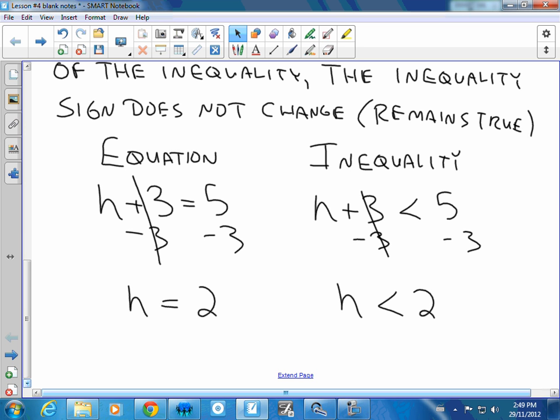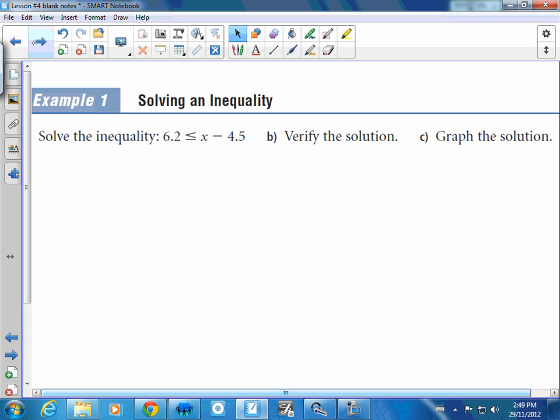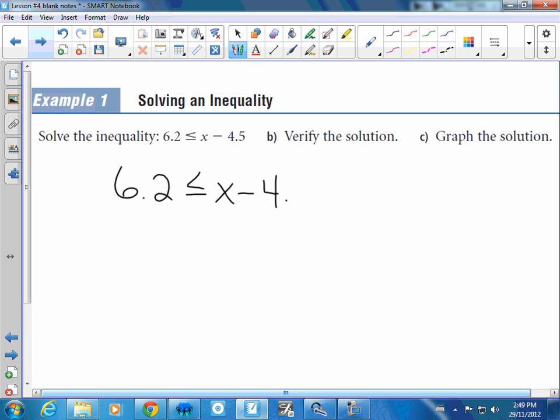Okay, second box, the one at the bottom of the page. What we have on that box is solve the inequality, verify the solution, graph the solution. 3 parts. This is a standard way that you're going to do one of these questions. Okay? There's the inequality. 6.2 is less than or equal to x minus 4.5.